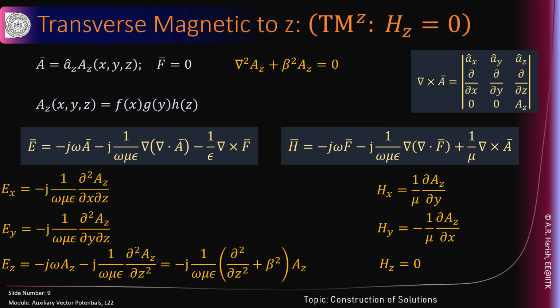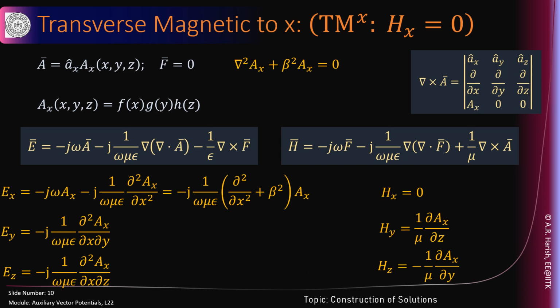Now the next question that we are going to ask is TM to x. I'm not taking it step by step. I'll show the whole slide in one shot. This is very easy. If you want to get TM to x, where Hx is 0, we choose A equal to x cap Ax. I want the rest of the things to be done by you. Please verify that these equations are indeed correct.